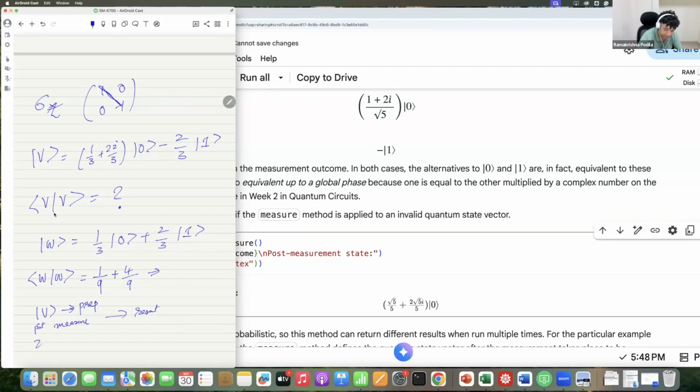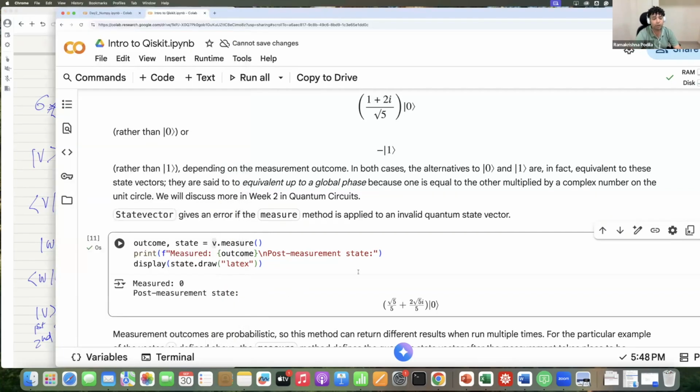For the second measurement, the preparation is V plus the first measurement, right? So it's no more V. The state is different. Again, for the third measurement, it is different. And then you can keep checking whether the post measurement state is valid or not. So the post measurement state is given by the state, right?